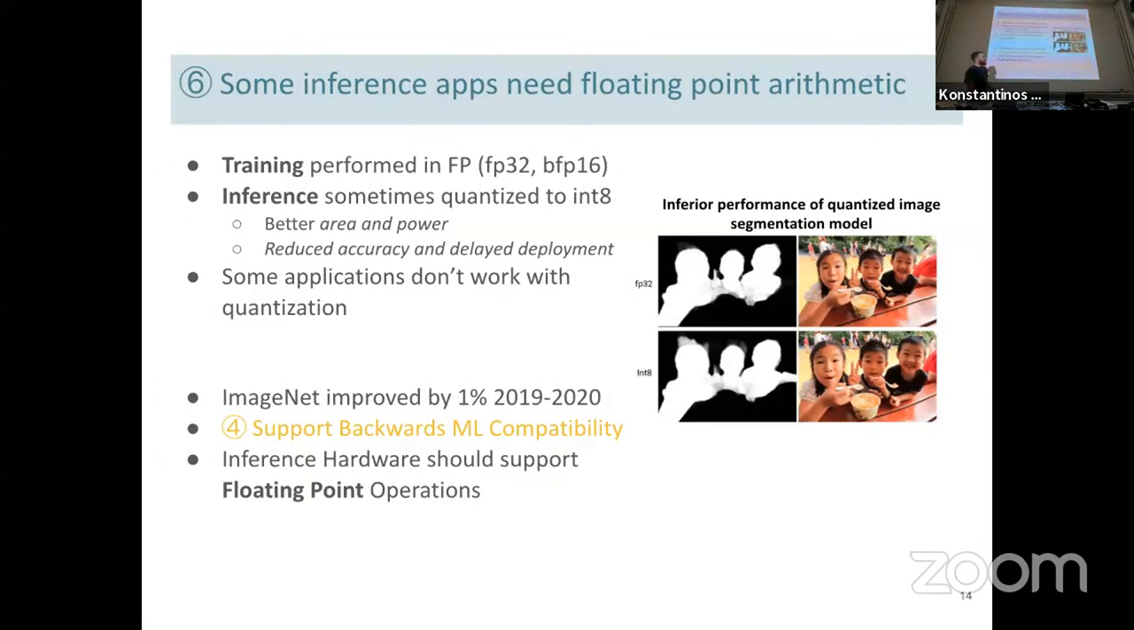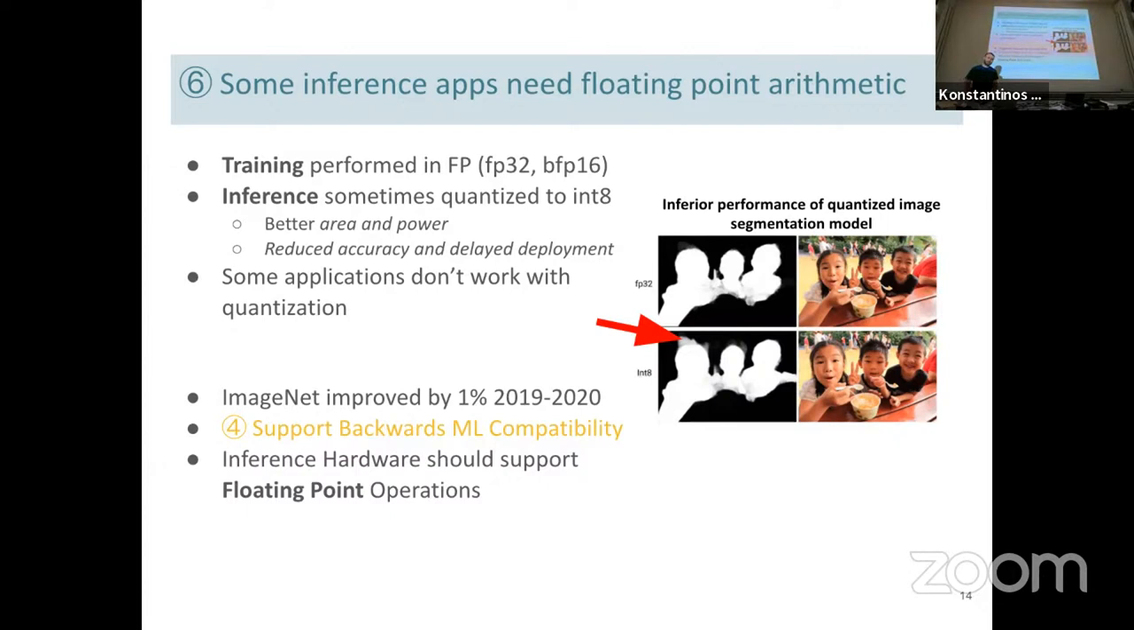Number six, floating point numbers are important. It is a very common practice for inference chips to only provide quantized integer inference, such was the case in TPU version 1. However, the engineers quickly realized that this was a mistake. Quantization means you essentially trade better area and power performance for reduced accuracy of your model. But as you can see, for some models it's not great to be quantized. For example, this segmentation model really fails to capture the outline of the people in the foreground when quantized.